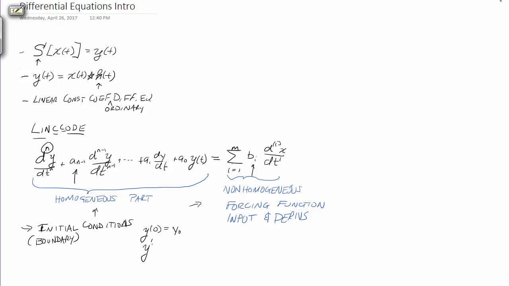So that means you'd have y of 0 is something, y prime of 0, the first derivative of y, has an initial condition, and this goes all the way up to the n minus 1th derivative evaluated at t equals 0 would be some constant, right? These are constants on the right. So there are n, what we call ICs, initial conditions.